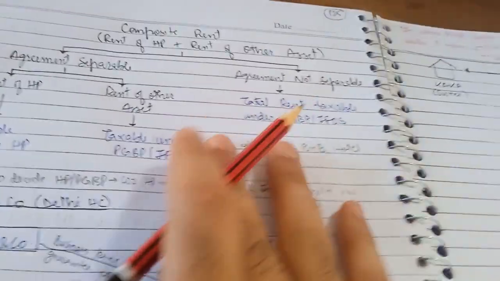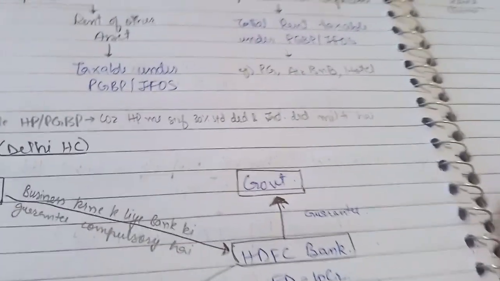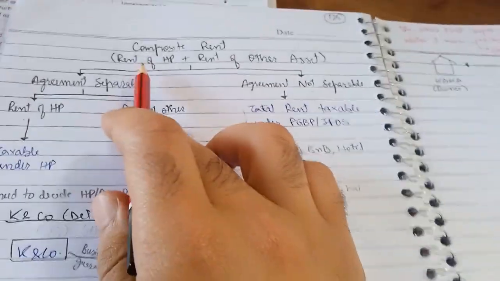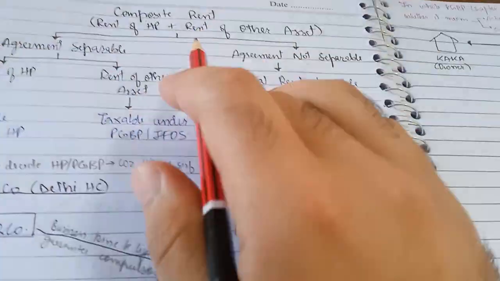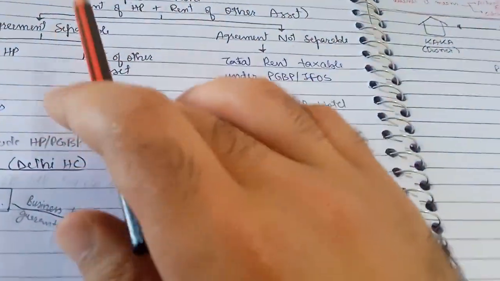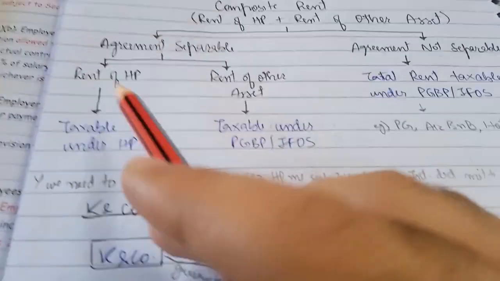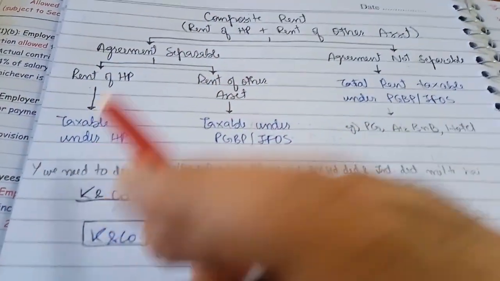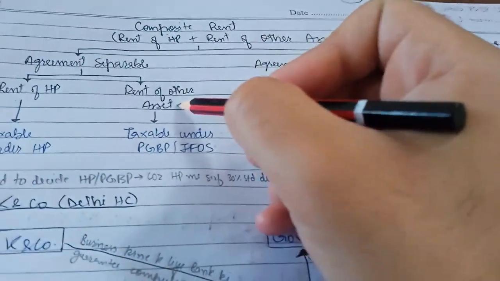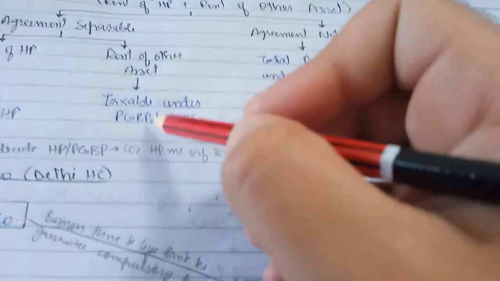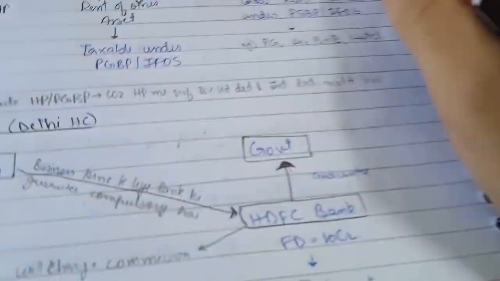After this comes the case of Airbnbs. This is a clarity concept, not for exams. If there is composite rent, meaning rent of house property and rent of other assets is also received, then we'll have to check if the agreement is separable or not separable. If it's separable, we'll treat the income from the renting of house property under house property income, and the renting of other assets like furniture, carpets, AC, or anything else in addition to the house property, that's not primarily part of the house, will be treated under PGBP or IFOS depending upon the circumstances.